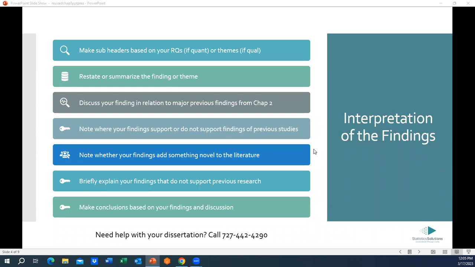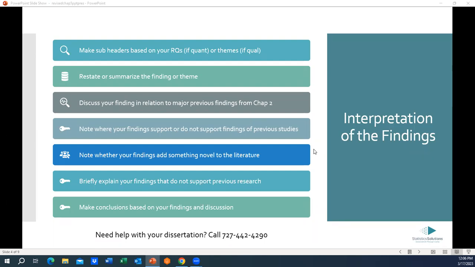What they mean by interpretation really is you're discussing your findings in relation to the findings of previous research, and then you're making conclusions based on that. And sometimes it's in relation to your theory too. So what you want to do for this section is probably start off with your research questions, just restate the research questions, or even provide them verbatim. Something like, the following research questions guided this investigation.